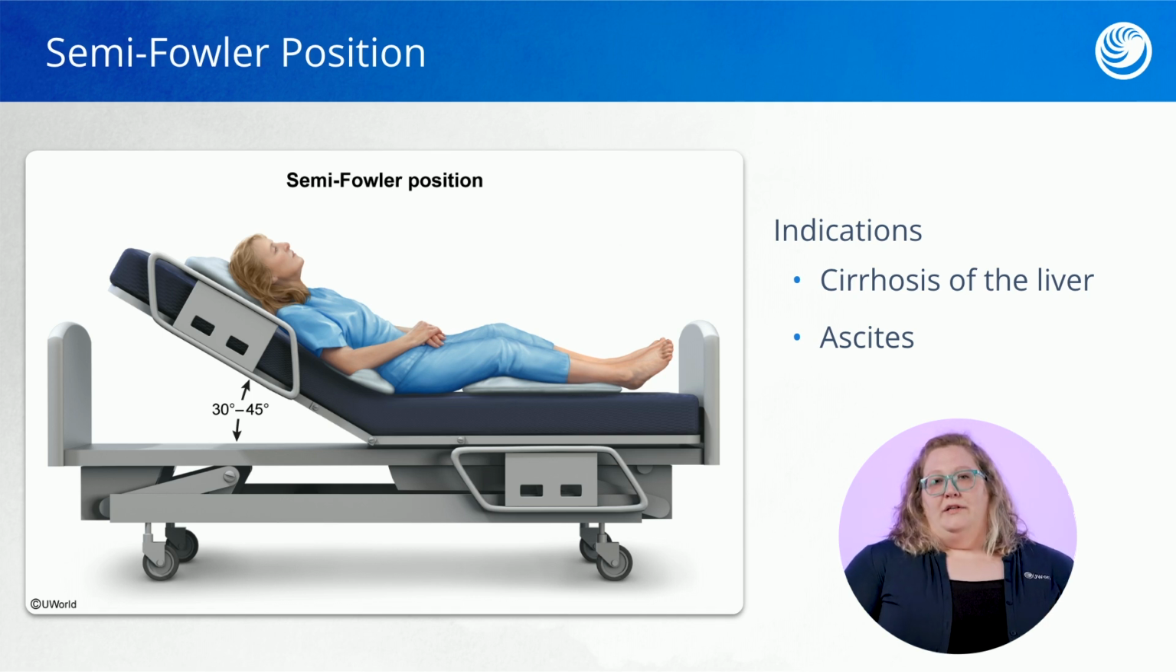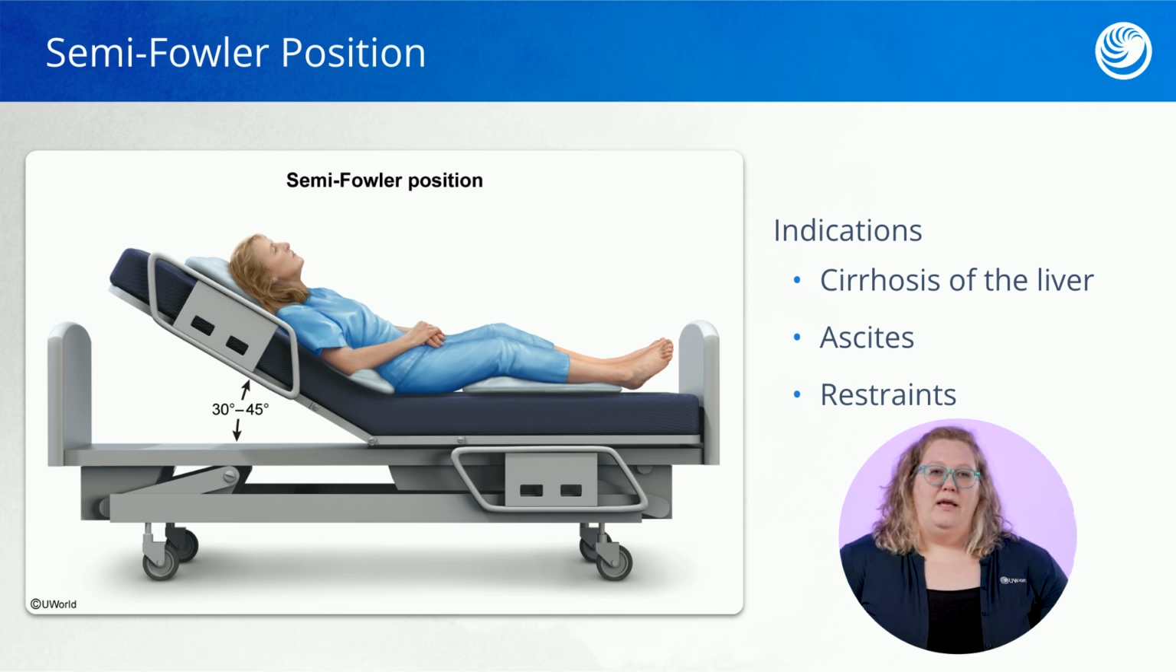Another important indication for this position is restraints. It's hugely important with restraints that we be careful about preventing aspiration. And so one of the ways that we can support this is by putting someone in a head of the bed elevated position, because if they happen to have secretions pooling in their mouth or they vomit while they're laying down flat, they're not going to aspirate on it.